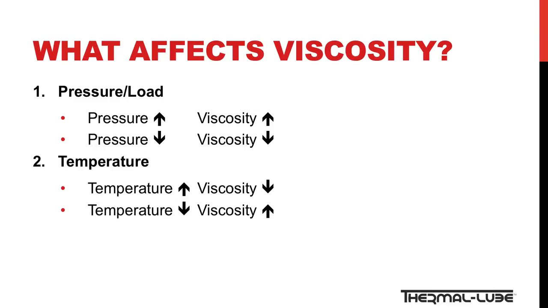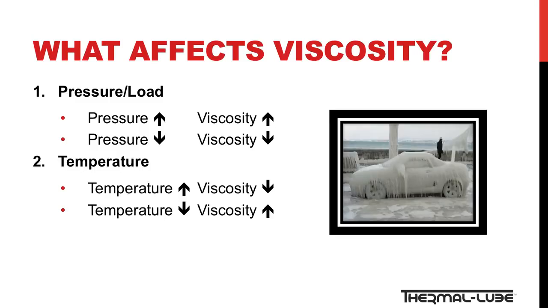Next, we have temperature. As the temperature of the lubricant increases, the easier the lubricant flows, and the lower the kinematic viscosity. Conversely, as the temperature goes down, the greater the resistance to flow, and the higher the kinematic viscosity. This helps explain why the wrong lubricant in a cold environment makes it difficult to start vehicles or machinery.